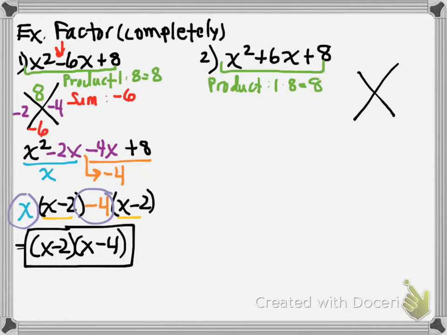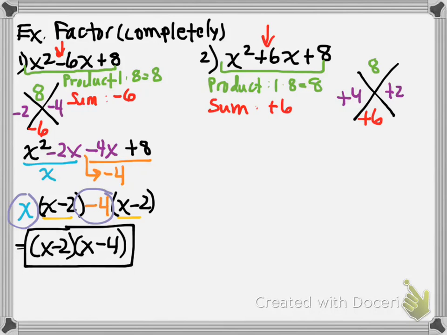So we'll put the product number on top. And then the sum number, all I'm going to do is take the coefficient of the linear term, including its sign. So I get a positive 6. So what are two factors that multiply to give me 8 but add to give me positive 6? Serena. 4 and 2. A positive 4 and a positive 2.